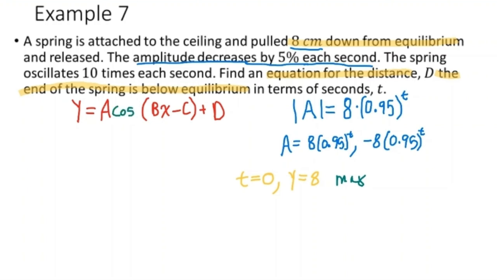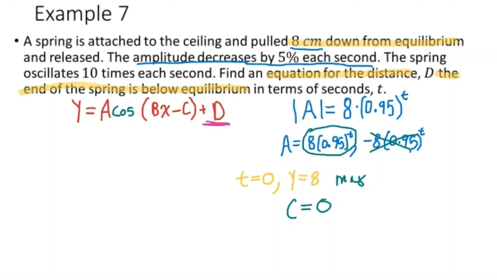But what should we use for a? The positive value or the negative value? Our start of our cosine pattern is a plus d. In order for a plus d to be a maximum, a would have to be positive. So a is going to be 8 times 0.95 to the t. And thanks to our choice for the sign of a and our choice of trig functions, that's what allows us to make c 0.